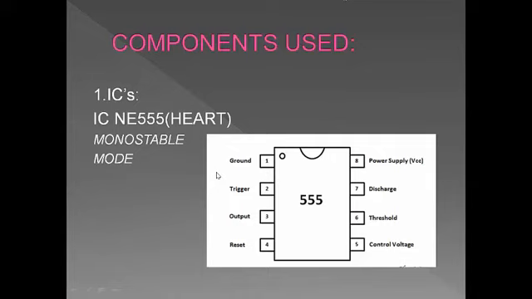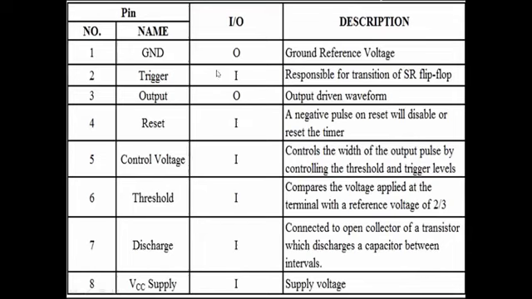First one is IC-NE555. It is the heart of the project. It is in monostable mode here, but it can also act as astable and bistable in other projects. The IC first of all has 8 pins: ground, trigger, output, reset, control voltage, threshold, discharge and power supply. All have different functions. So here is the diagram.